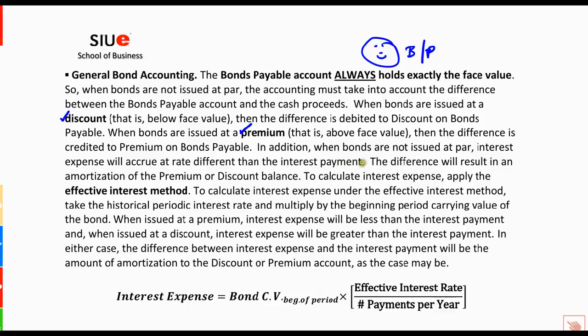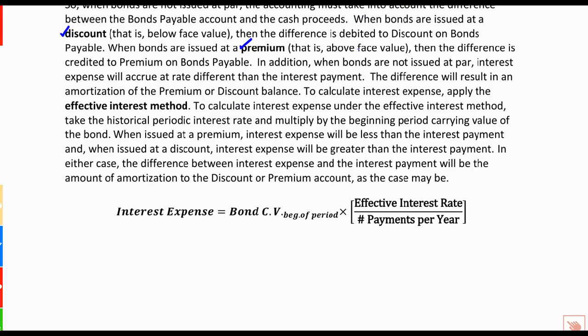Now, what happens when bonds aren't issued at par value is that the interest payment and interest expense accrue at different rates. To adjust for that, GAAP requires that you use the effective interest method. Well, that's the preferred method, to be used in most cases. To apply this method, the easiest way is to take the bond's carrying value at the beginning of the period times the effective interest rate divided by the number of payments per year. The effective interest rate is just the market interest rate at issuance.